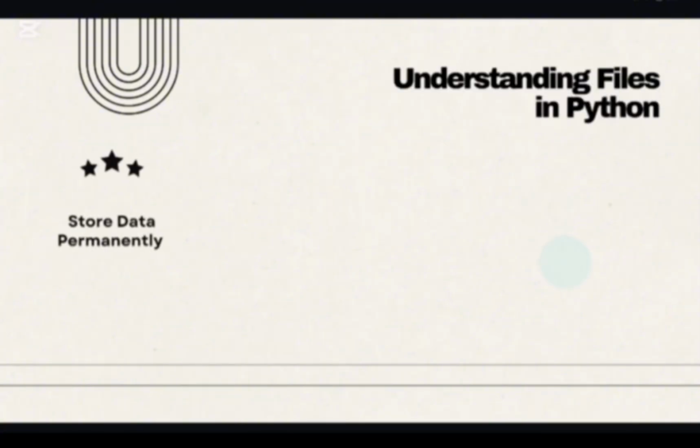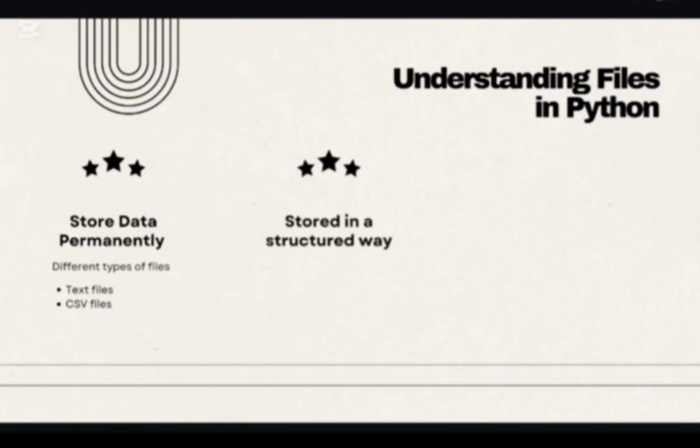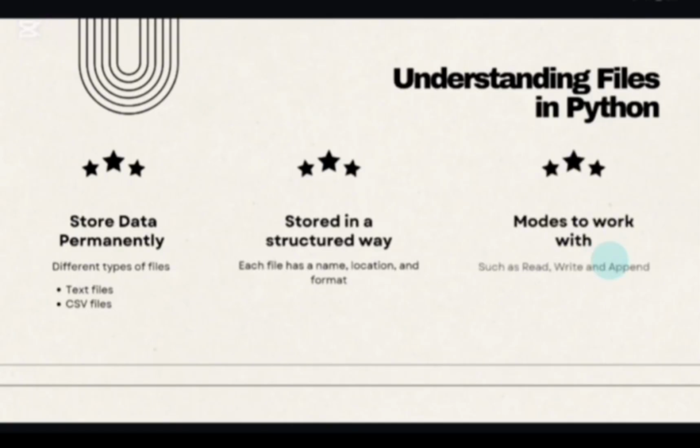Next, understanding files in Python. In Python, files are used to store data permanently so that it can be accessed even after a program has finished running. There are different types of files, with the most common being text files and CSV files. Files are stored in a structured way on a computer, where each file has a name, location, and format. Python also provides different modes to work with files, such as read, write, and append.